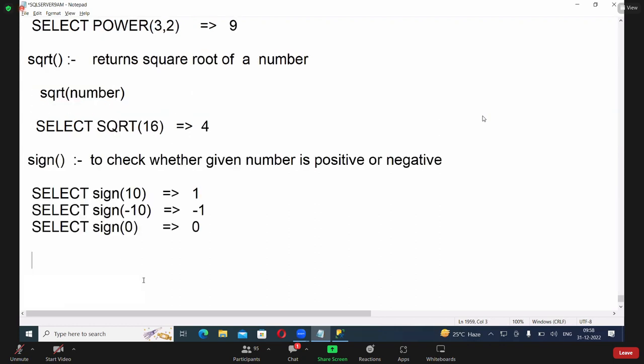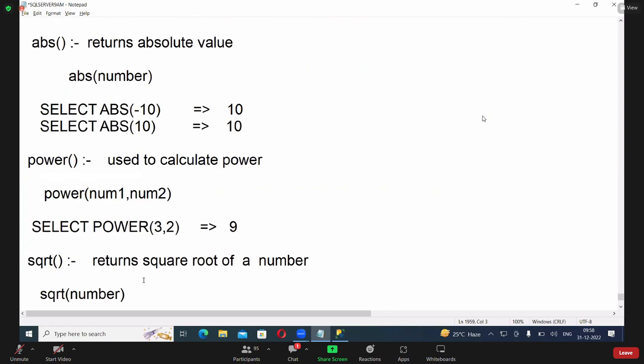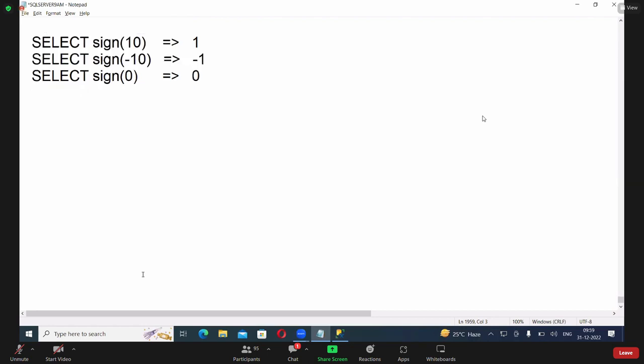Okay. But there are general mathematical functions: ABS, power, square root, sign. But these four are not commonly used, only in rare cases. Okay? But what are the most commonly used mathematical functions? Then there are 3 functions which are most widely used.